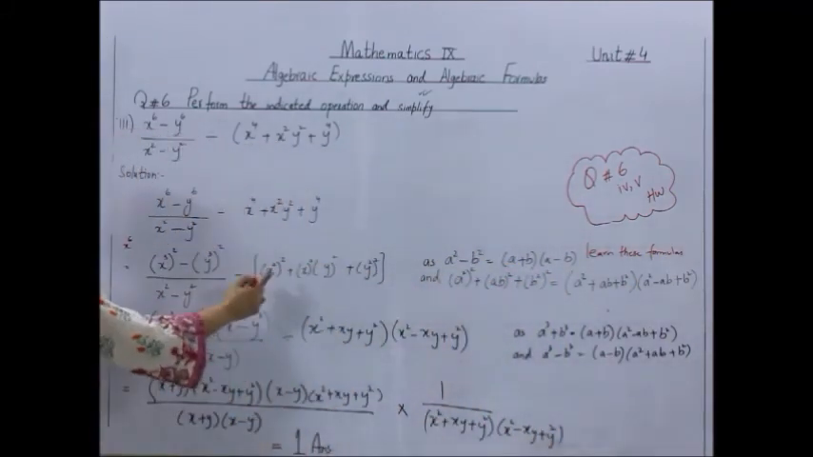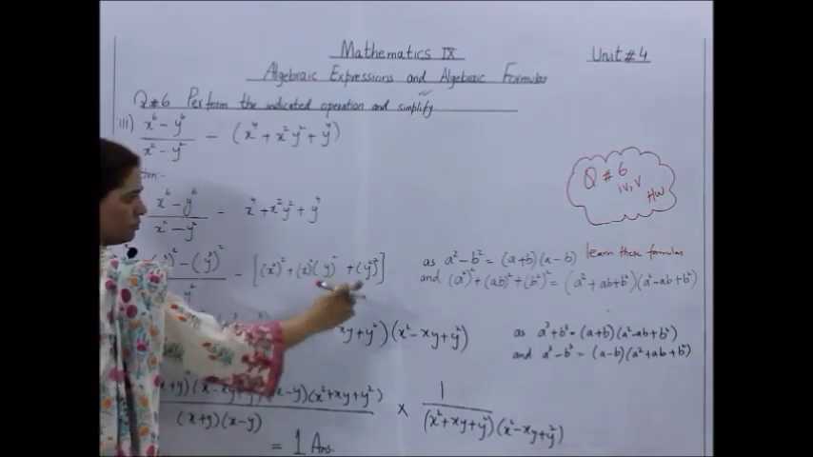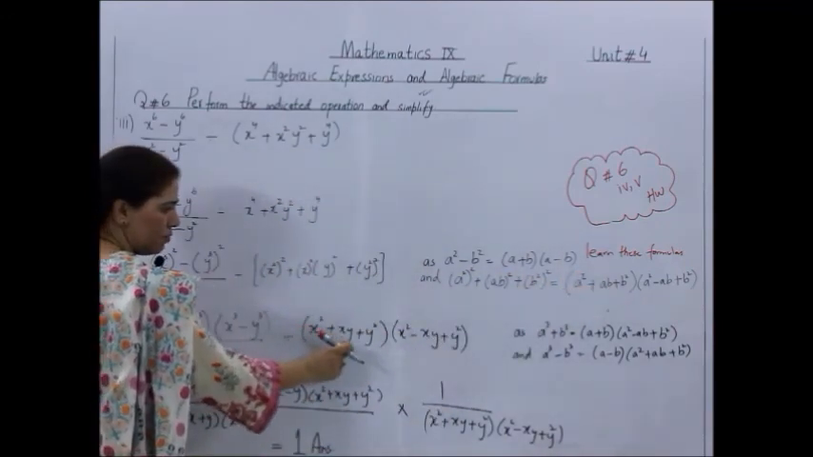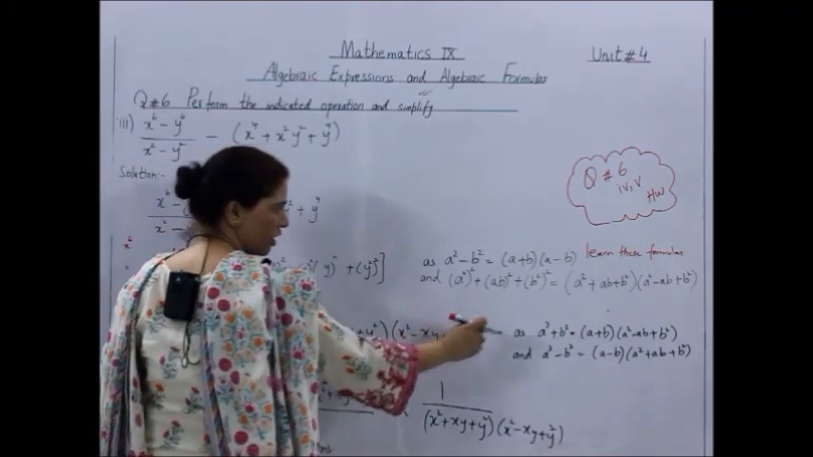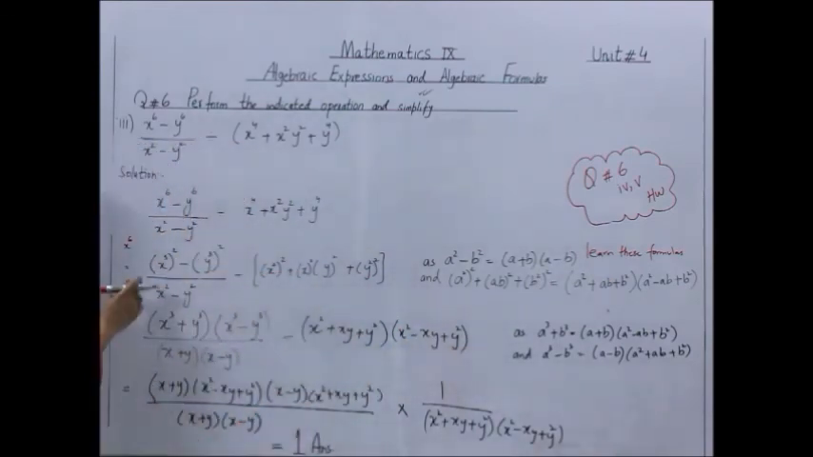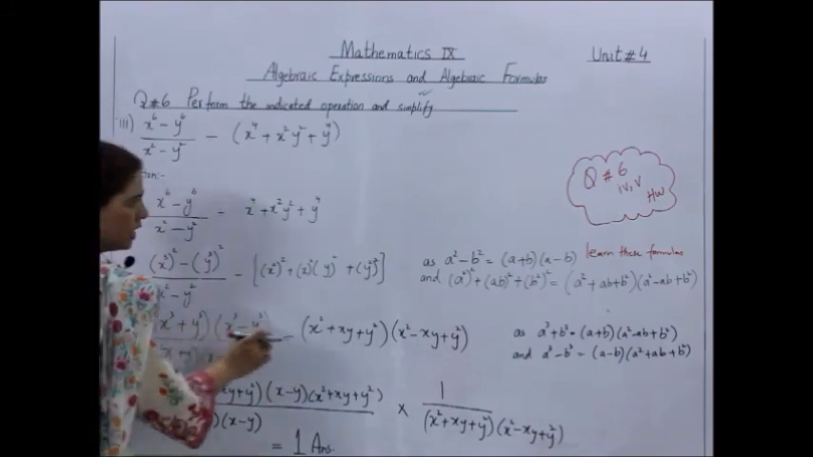So we will apply on this a square plus ab plus b square, a square plus ab plus b square, and a square minus ab plus b square, a square minus ab plus b square. Okay. Again, see, this is x cube plus y cube and this is x cube minus y cube. We will apply the formula of x cube plus y cube and x cube minus y cube on these terms.